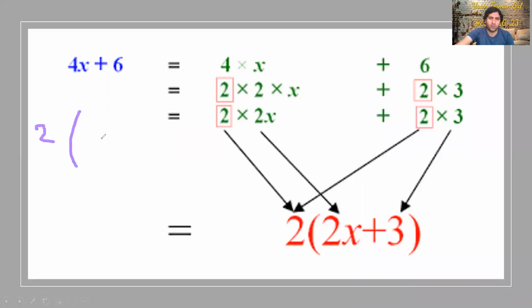Then I'm going to be quick about this. We're going to divide this by 2. 4x divided by 2 will be 2x, right? Then plus 6 divided by 2 will be 3. So my factors are 2 inside the bracket 2x plus 3. All right, so I'm going to move on to the next example.